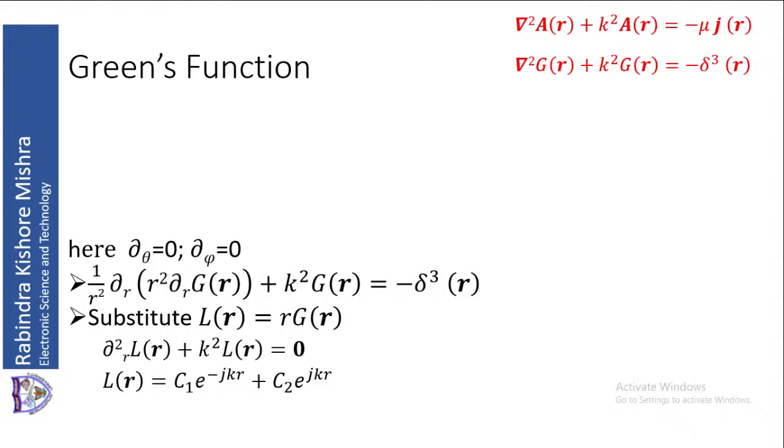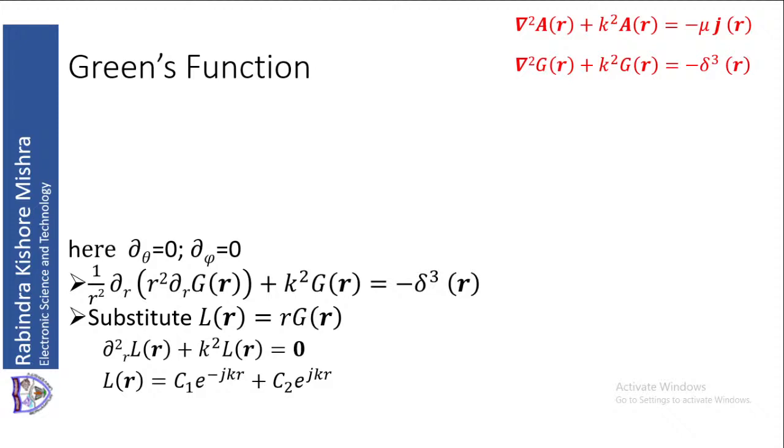So let us look at the solution for the Green function. We are looking at the solution of these two differential equations. We are trying to solve del square A plus k square A is equal to minus mu J, and for A we have replaced the Green's function. So that becomes del square G plus k square G is equal to, for the right hand side mu J, we have replaced delta QR.